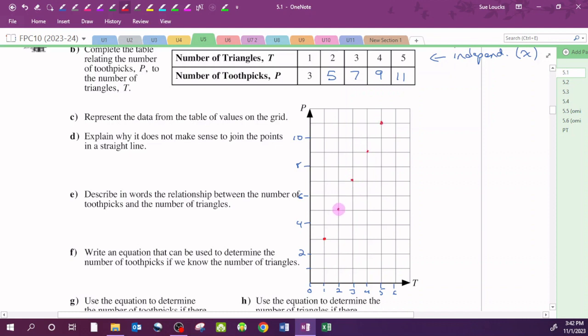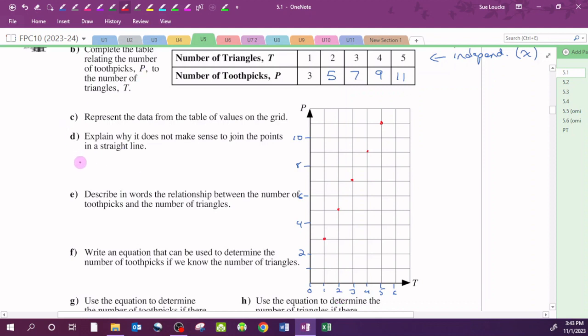Okay, does it make sense to join these together in a line? Well, it doesn't, because if you remember, a line is just a series of points. This is the best way I know to think about a line. It's a series of points that are so close together that it looks like a line. As in, every value between any 2 points in there is valid. It doesn't work this way because you can't have 1.13 triangles, right?